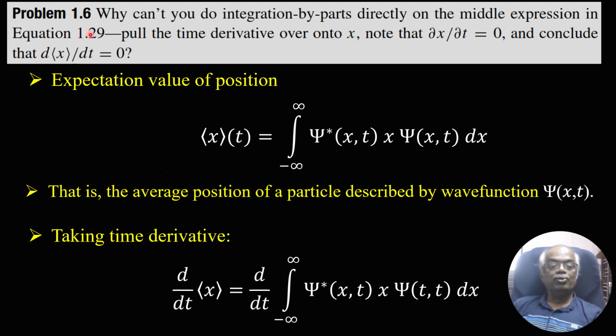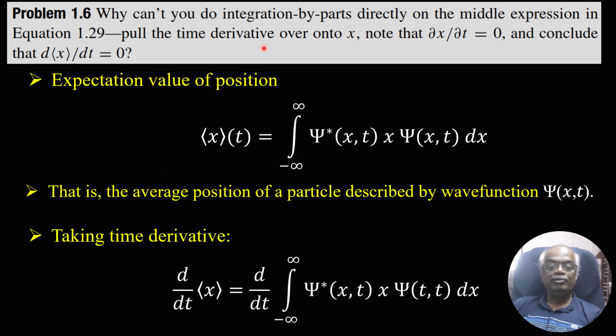Today we are going to solve a very interesting problem, problem 1.6 of Griffiths, third edition, Introduction to Quantum Mechanics. The problem is, why can't you do integration by parts directly on the middle of the expression in equation 1.29?